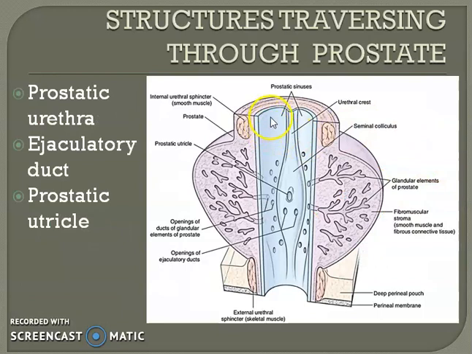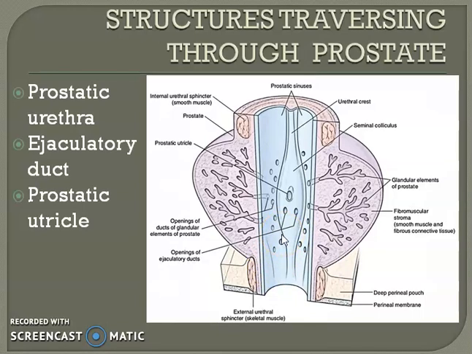Structures traversing through the prostate are the prostatic urethra, ejaculatory duct and prostatic utricle. The prostatic urethra runs almost vertically downwards from base to apex, at the junction of the anterior 1/3 and posterior 2/3 of the gland. Whereas the ejaculatory duct passes posterolaterally, which is seen best in this diagram. Next diagram.